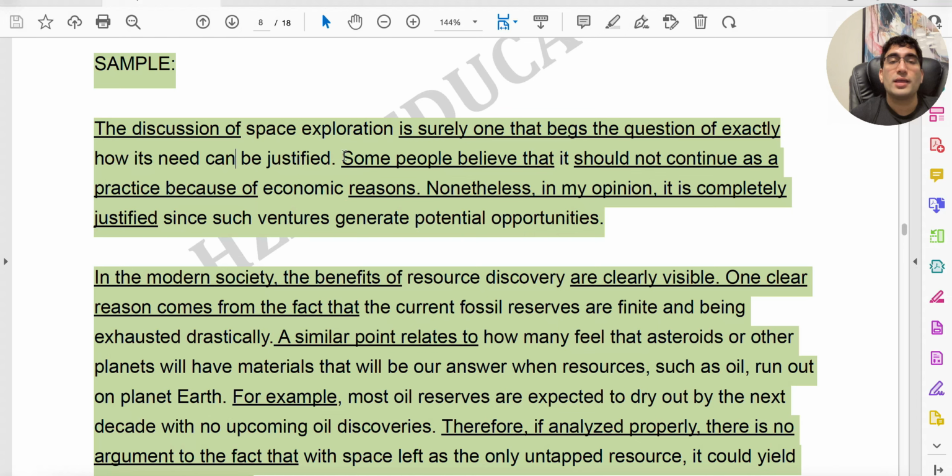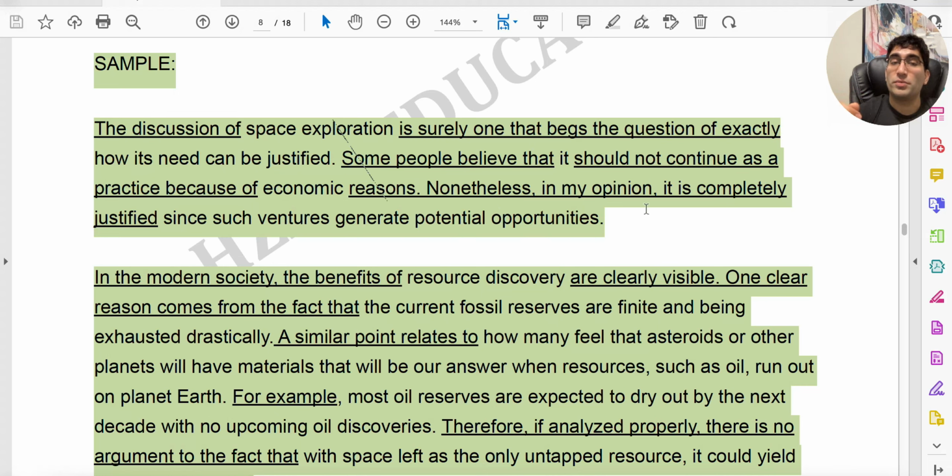You say then, and this is optional, so you can say some people believe that, and then you talk about what other people believe. This is opposite to your opinion. That sentence is optional. Okay, you can use that though. So you go, some people believe that it should not continue as a practice because of economic reasons, social reasons, whatever reasons you have there, you put them there. Nonetheless, so you say nonetheless instead of saying but or however, because you want to sound fancier.